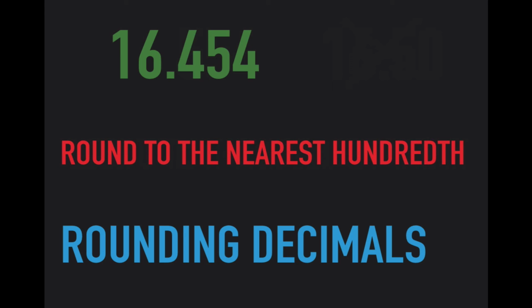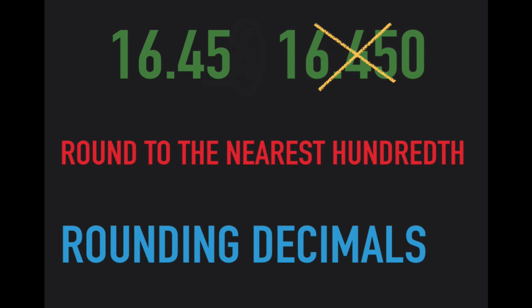Rounding to the nearest hundredth. So I underline the 5 this time. It's in the hundredth column. And I evaluate the 4. The 4 is, of course, in the rounding down category. So that means that 5 is not going to change. It's going to be 16.45, and I would not do 16.450.